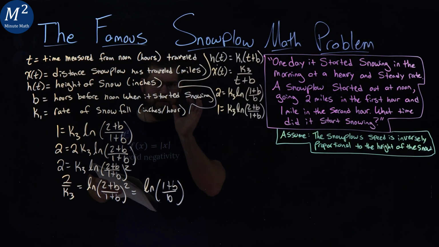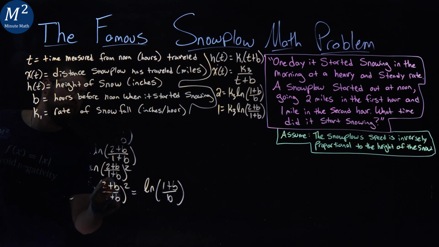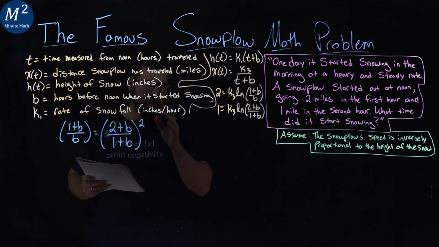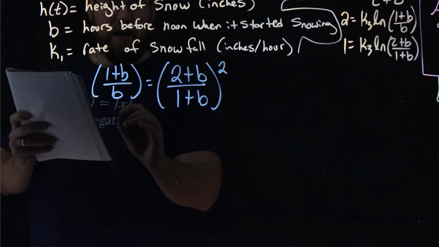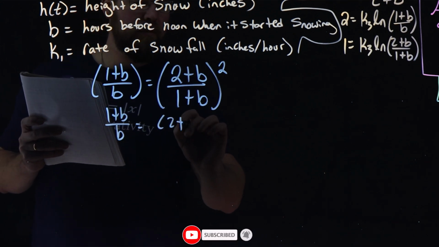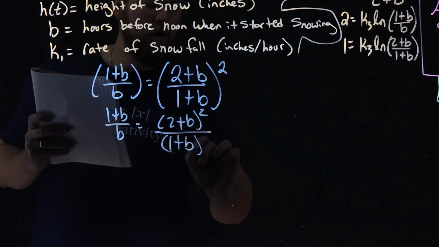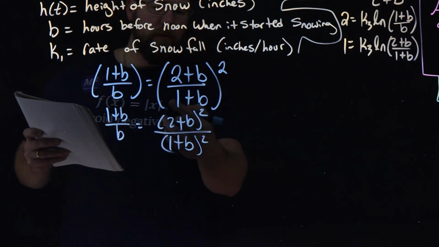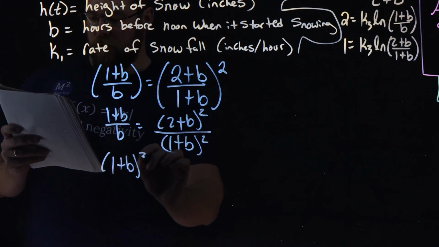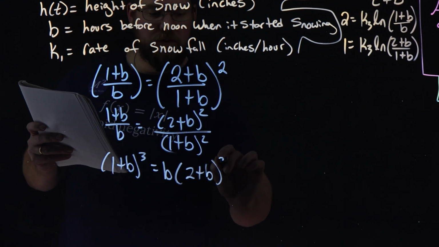Let's erase that and put this out here because I don't have the most space. Alright, so let's simplify this. We have (1 plus b) over b on the left, and that's equal to (2 plus b) over (1 plus b), all squared. If we cross multiply here, we have (1 plus b) to the third power is equal to b times (2 plus b) to the second power.